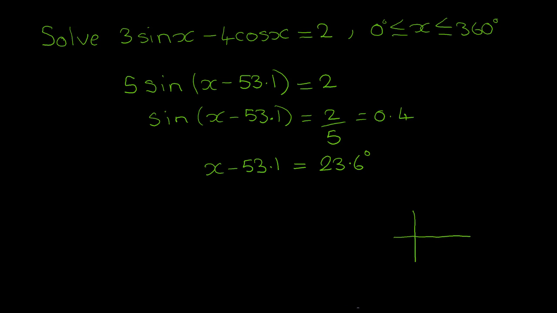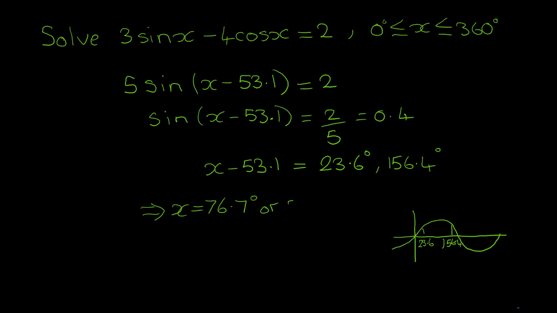Then if we sketch the sine graph, we can find that there's another solution in the 0 to 360 range at 156.4 degrees. Adding the 53.1, we get x equals 76.7 or 209.5.